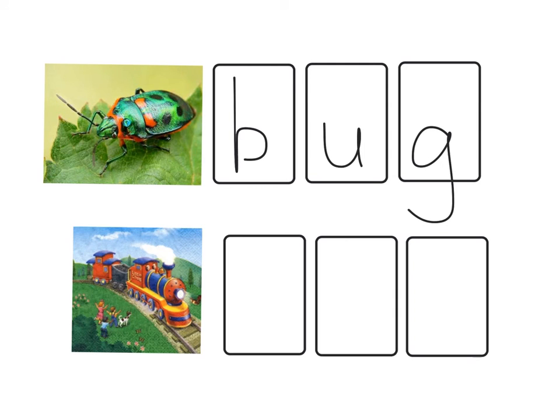And what about chug? There are 3 sounds in chug, but there are 4 letters. Can you hear that digraph at the start? Chug. C-H-U-G. Chug. In your writing, you could use sound boxes to help you write words that you don't know by listening to the sounds.